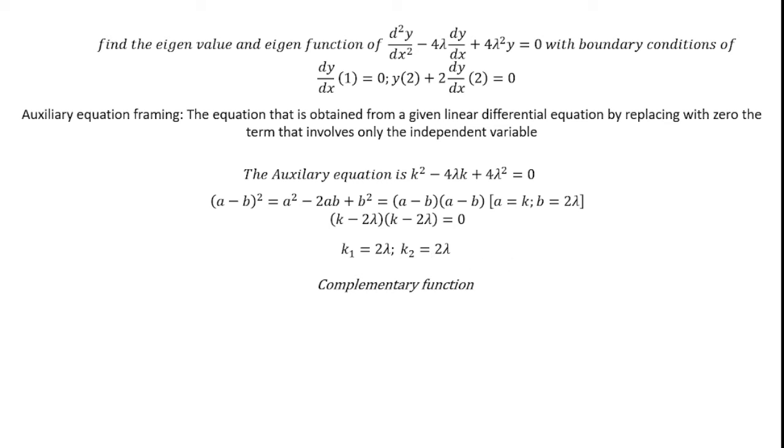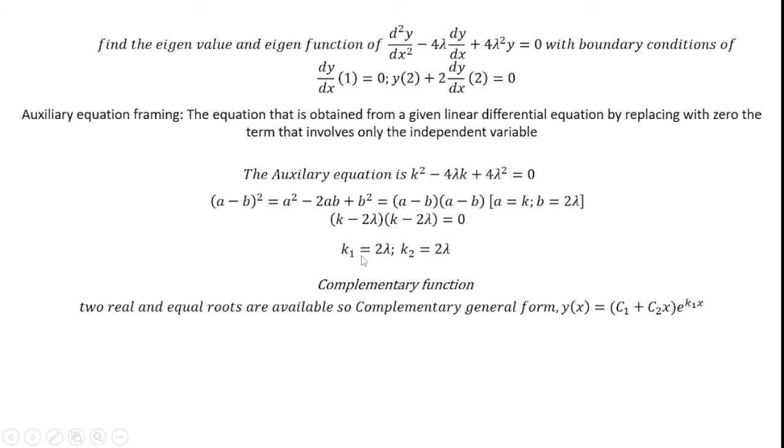After framing the auxiliary equation and finding the root values, we can move to the complementary function. For the complementary function, we have two real and equal roots. Here in the auxiliary equation we get k1 equal to 2 lambda and k2 equal to 2 lambda, so two real and equal roots are collected from the equation. The complementary general form can be written as y of x is equal to c1 plus c2 x into e power k1 x, which is the generalized formula for the complementary function when there are two equal roots.